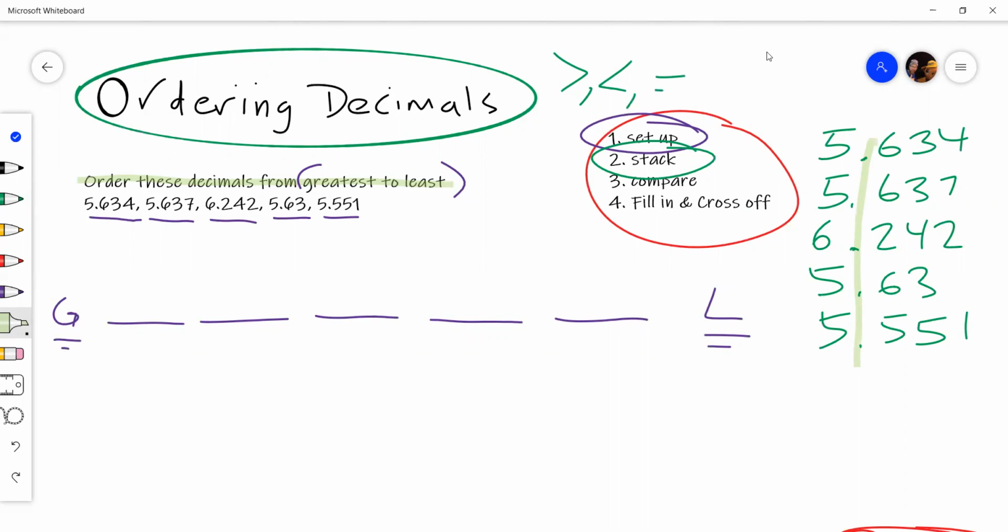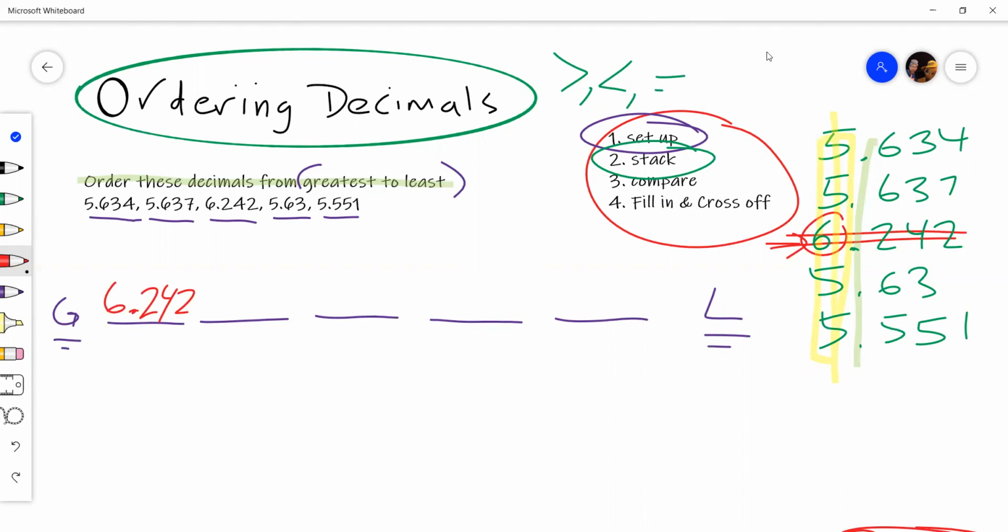What I'm going to do is look for the greatest value. In order to do that, I'm going to start in the ones place. In the ones place, I'm looking for my greatest value. One of them sticks out to me right away, and that's this one, because 6 ones is greater than 5 ones. So that's actually going to be my greatest decimal. I'm going to come over here and put it down: 6 and 242 thousandths. Since I've used this one, I'm going to cross it off. Okay, so it's done.